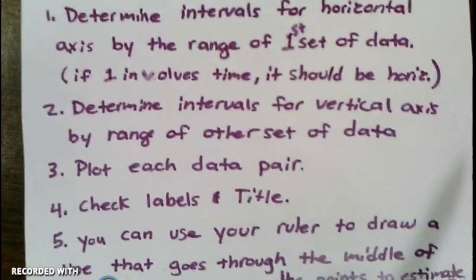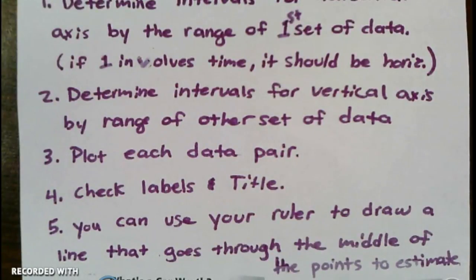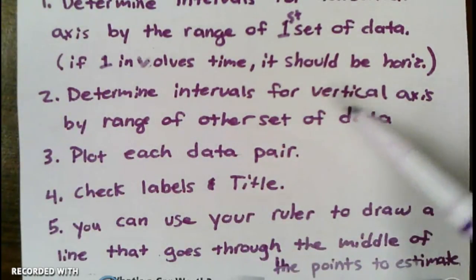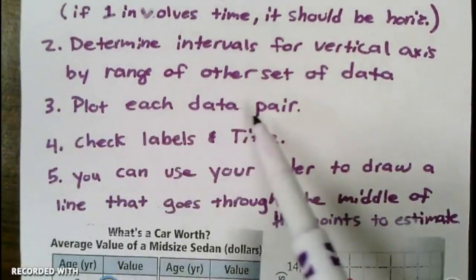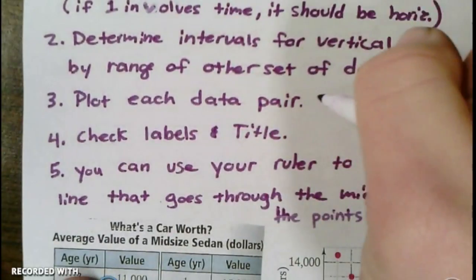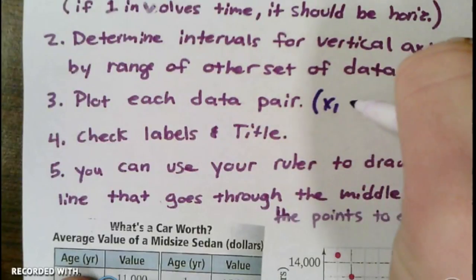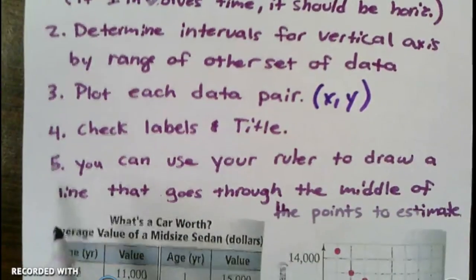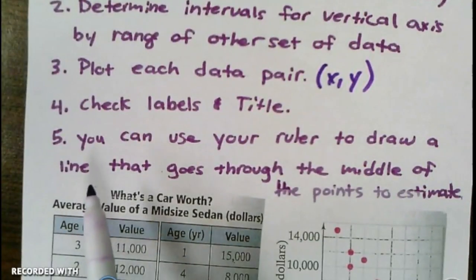Okay, so next you're going to do the exact same thing for the vertical axis. You're going to find the range. You're going to look for a nice compatible number that you can round it to. You're going to divide so that you can get equal increments between 6 and 10. And then you're going to plot each data pair, which again we told you are going to be written as ordered pairs. Then we're going to check labels and titles, and then the next step is really cool.